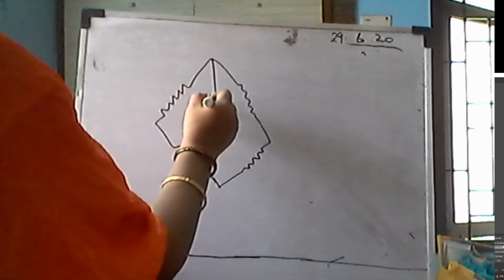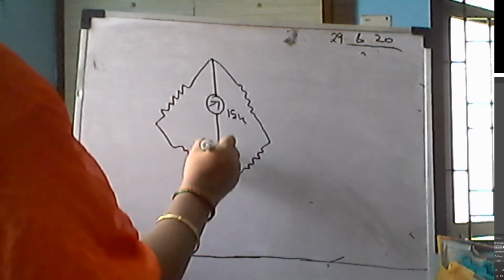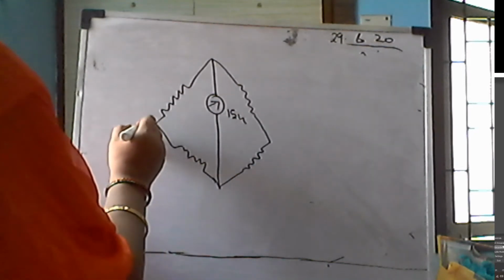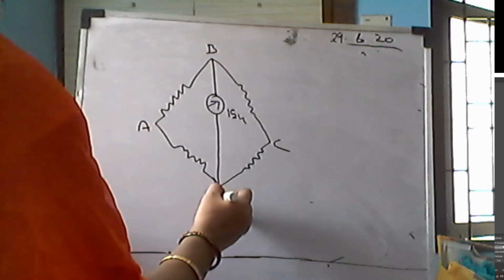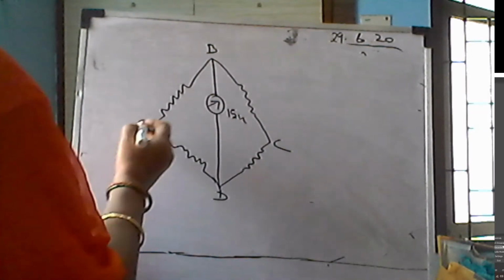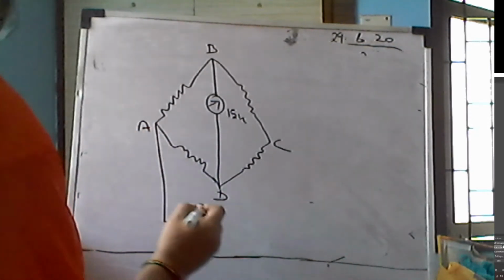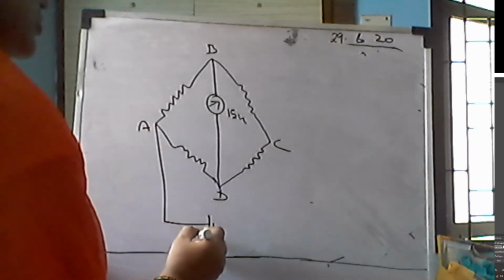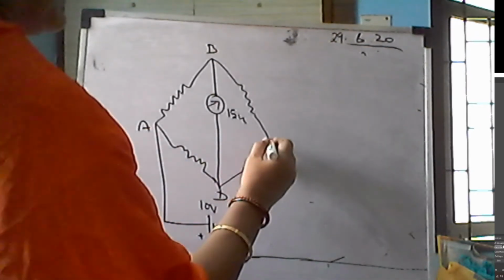So you are provided with the galvanometer of resistance 15 ohm, and this is A as usual, A, B, C, D. And here the battery of 10 volt is connected. So this is positive. So 10 volt is connected here.